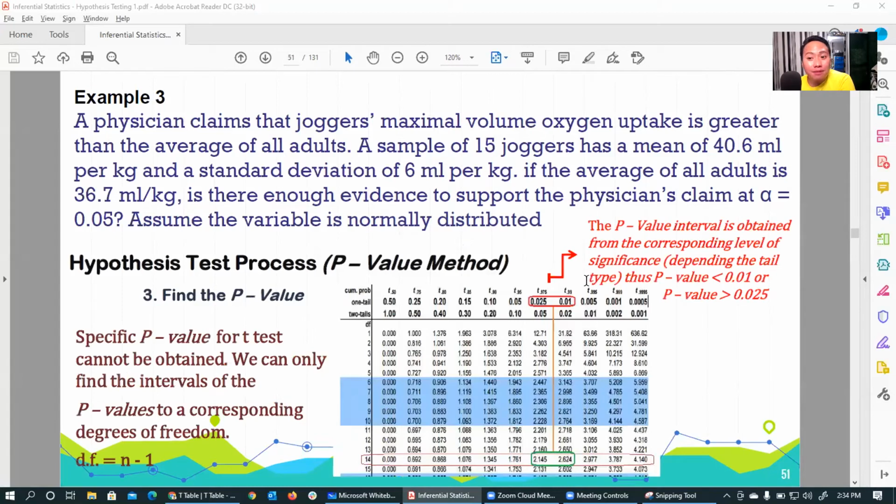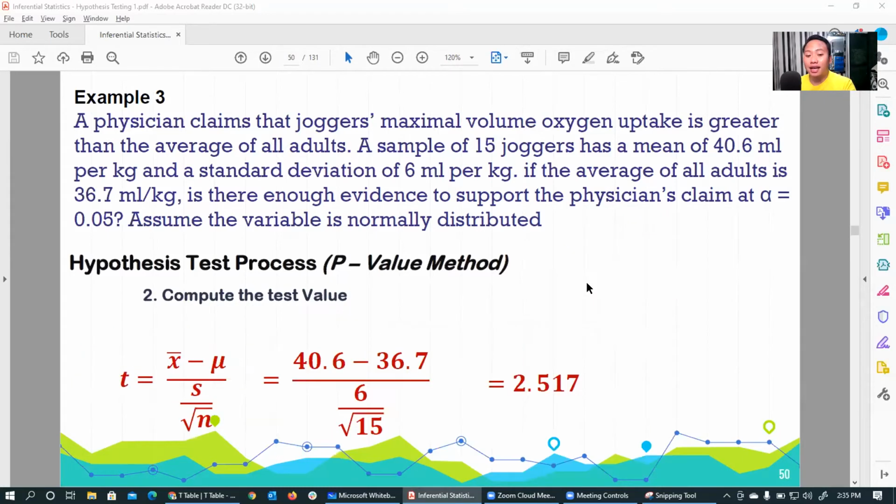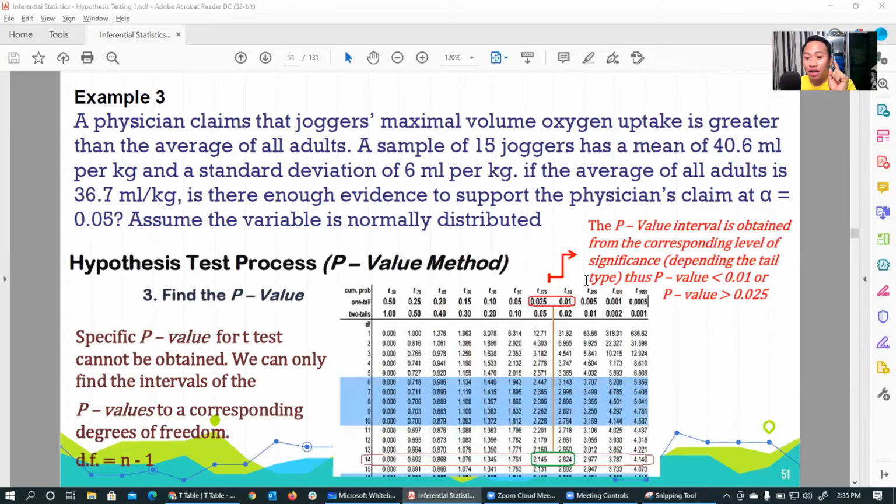Determining the specific p-value for a t-test, guys, is not possible. Compared to the z-test that we had before, where it is possible to determine the specific p-value because we can see the area in the table. However, in this case for the t-table, we cannot specify it. But what we can do is determine the interval that the t value we just solved in step 2 belongs to. So let's work this out.